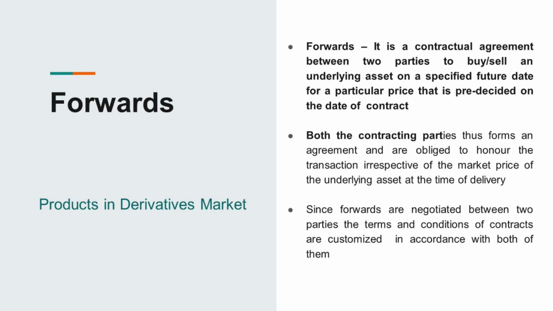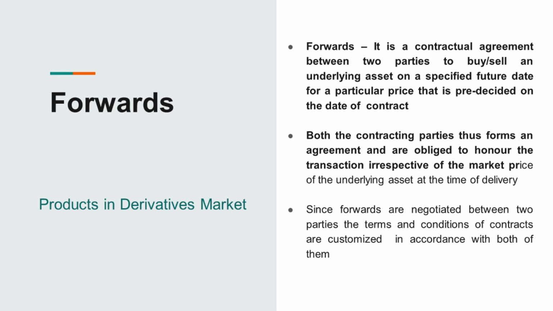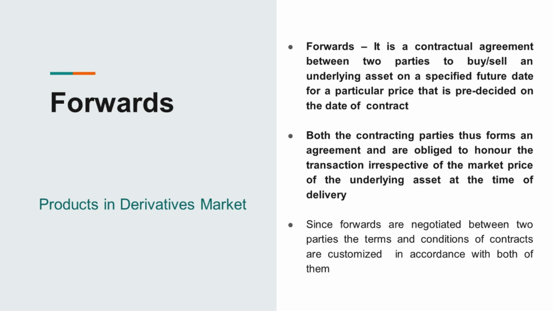Both the contracting parties thus form an agreement and are obliged to honor the transaction irrespective of the market price of the underlying asset at the time of delivery. So you must have understood through this example that they are coming into a kind of agreement, a kind of contract, which makes them obliged to do the transaction at the decided period of time.